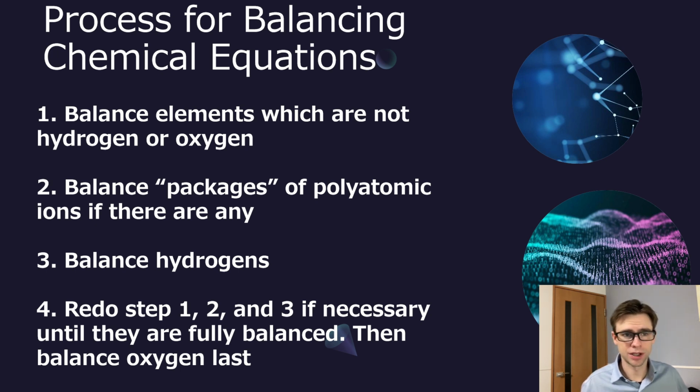Oftentimes polyatomic ions will stay as they are and they'll not break apart. Not always, but things like sulfate and nitrate and what else? Phosphate, they're pretty stable. So oftentimes they'll stay as a unit and you just count the units of that. You can call it X or whatever if it's confusing you, but it's just a unit that doesn't change.